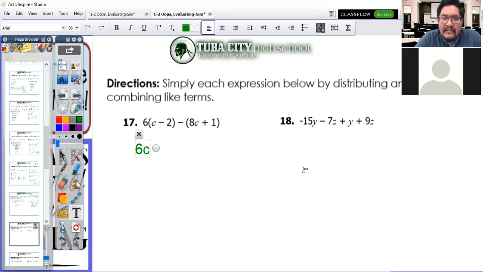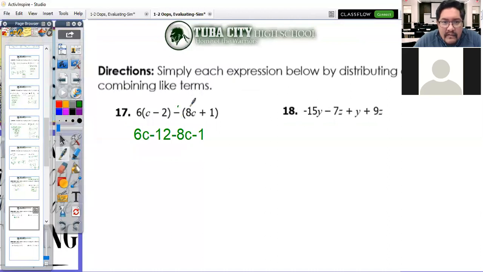Anyway, so 6c, so 6 times c is 6c. Now I need to multiply 6 times -2. Okay, that was easy. Nothing tricky there. But again, this is the part you got to worry about. This is the part that is different, because we have a minus on the group. So this means we subtract everything in that group. So that 8c, that's being subtracted. That 1 at the end, that's also being subtracted. So again, this is like saying -1 times these two things.